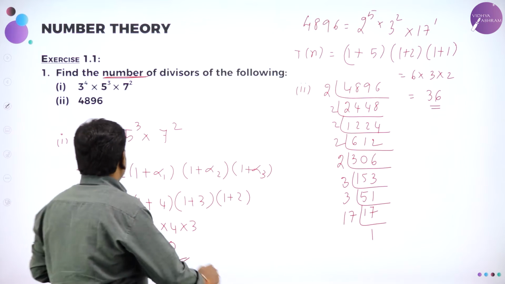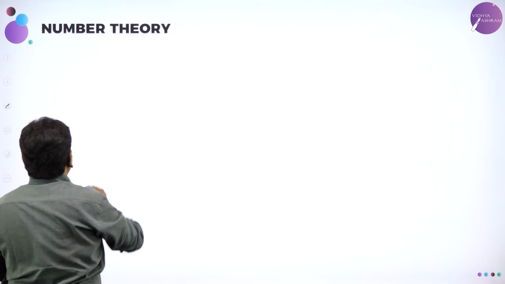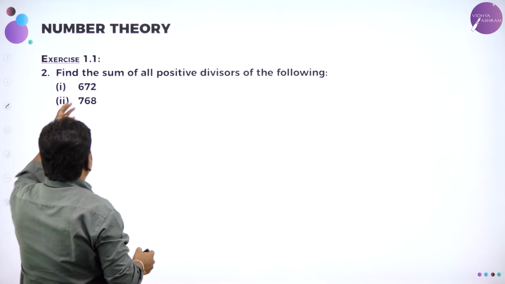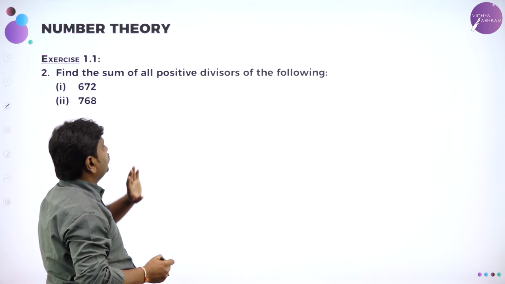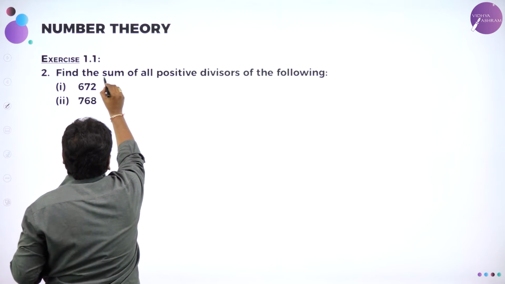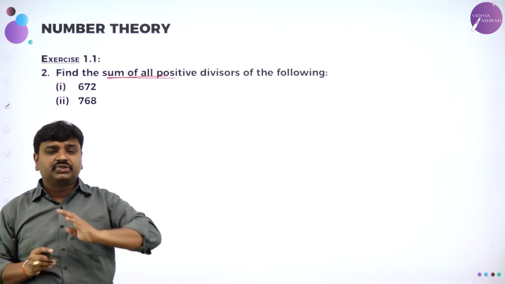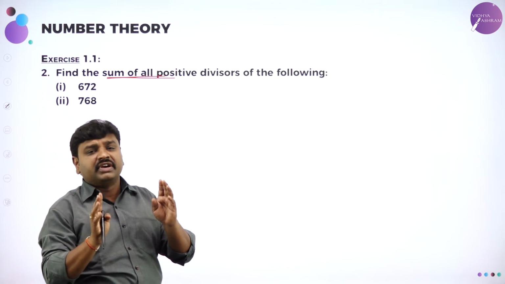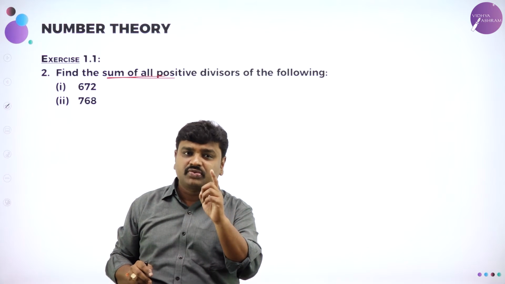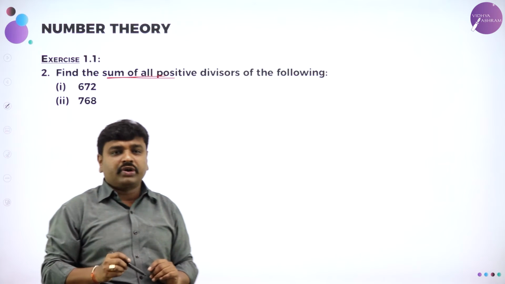I hope all of you understood. Now the next question. Find the sum of all positive divisors. Please understand, they want you to find just the sum of positive divisors. What do they want you to find? Sum of positive divisors. Whether you want to find the number of divisors or the sum of divisors, the first step is what? Convert it into canonical form.